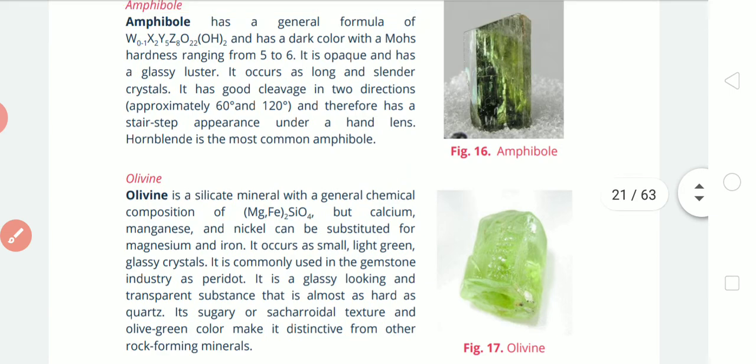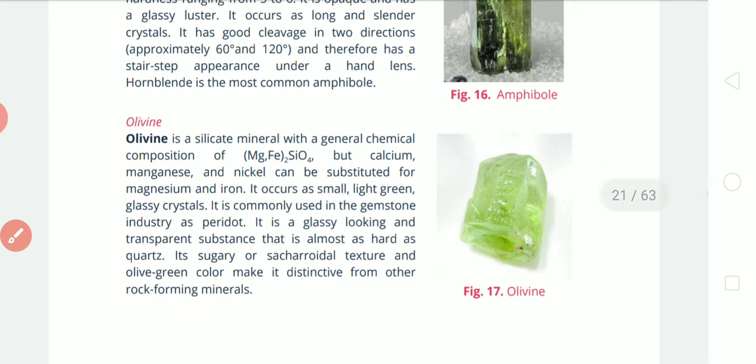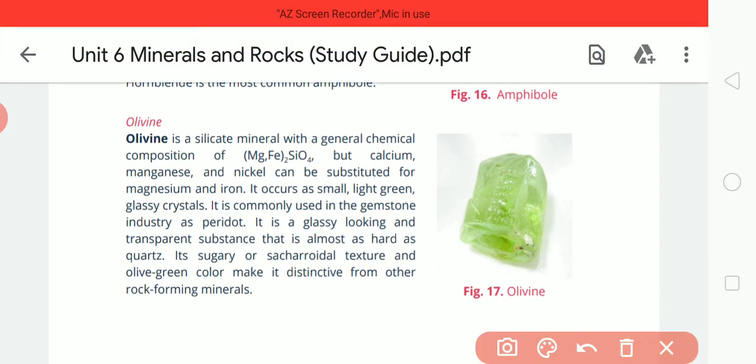Next one is olivine. Ganda na yung kulay ng olivine. So olivine is a silicate mineral with a general chemical composition of magnesium, iron, silicate. But calcium, manganese, and nickel can be substituted for magnesium and iron. So it occurs as small, light green, glassy crystals.